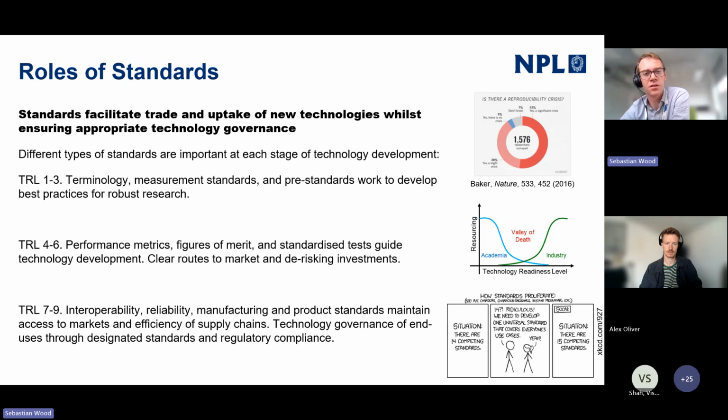When you get investment in a technology, you often have to set technical milestones for the progress you're going to make, and those essentially require you to have standardized figures of merit that you can appeal to. And then at high TRLs, we're more interested in things like interoperability and reliability, or how you'll manufacture the product. This is about ensuring that your supply chains are resilient and efficient. And there's also a technology governance part to this. Where legislation gets involved and wants to define how you're going to use technologies, that's, again, another kind of standard. All of this applies to standards in general, but what about semiconductors specifically?